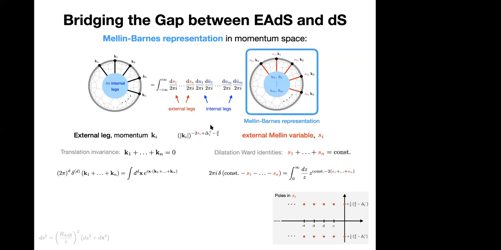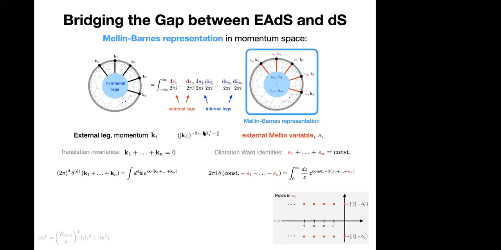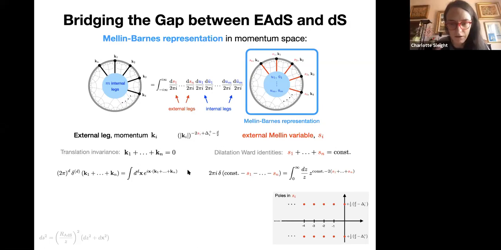But the final object that you would be working with in your Mellin-Barnes representation is a function of S and also K. Yes. What I'm going to explain in the following is that you can regard this S together with the momentum, kind of on the same footing. They have similar properties.